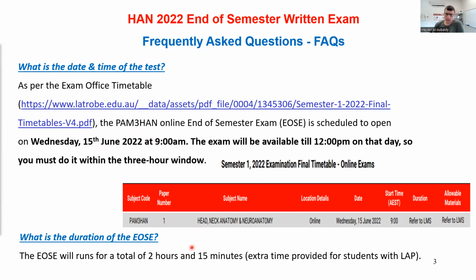You must access the exam at 9 o'clock or shortly after to be able to use all the allocated time. Obviously, if you've got a learning access plan, the time will be adjusted based on the guidelines or instructions provided in your plan. I'll certainly be in touch with you, providing advice about the extended time for your exam.